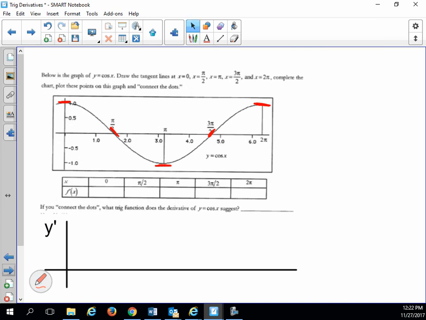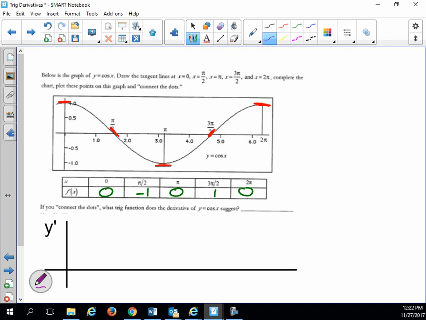And again, I have some 0 slopes. That's kind of nice. At 0, pi, and 2 pi, they all have the same slope. They're all slopes of 0. At pi over 2, however, my slope is not 0. My slope is negative. And if you look, well, it looks like negative 1. And at 3 pi over 2, my slope is positive 1. So I'm going to play connect the dots.